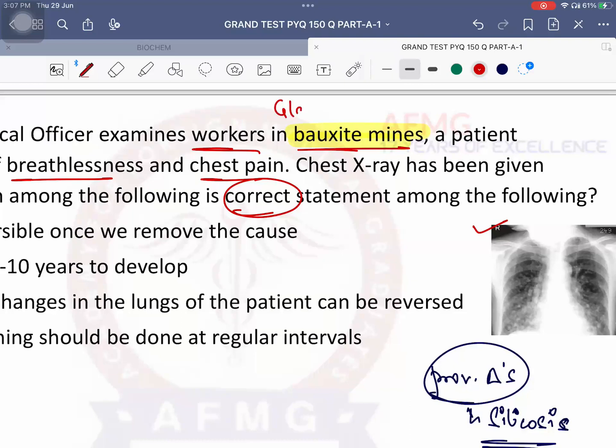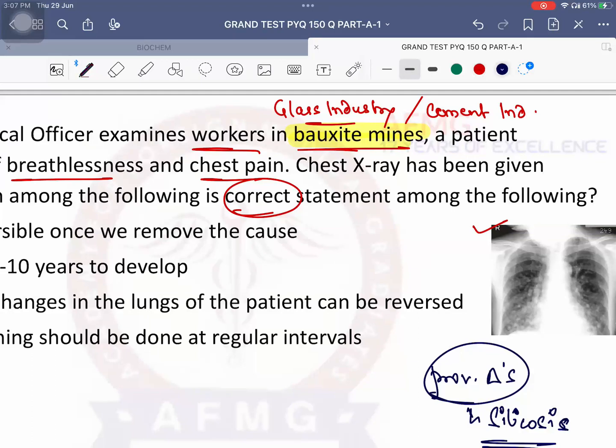Second most important, it is seen in glass industry workers. And third important, cement industry workers. Very good. So three important professions you need to remember for silicosis. First is glass industry worker. Second is cement industry worker. And third is bauxite miners. These are at the highest risk of developing silicosis.